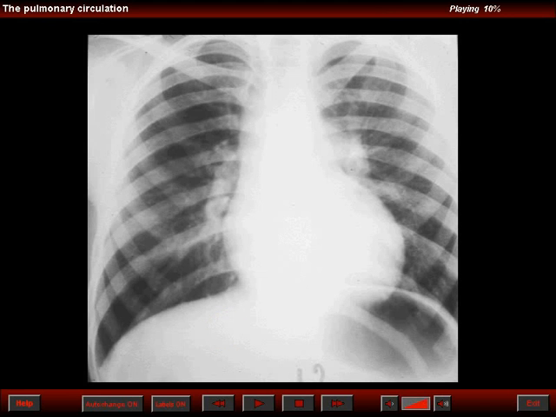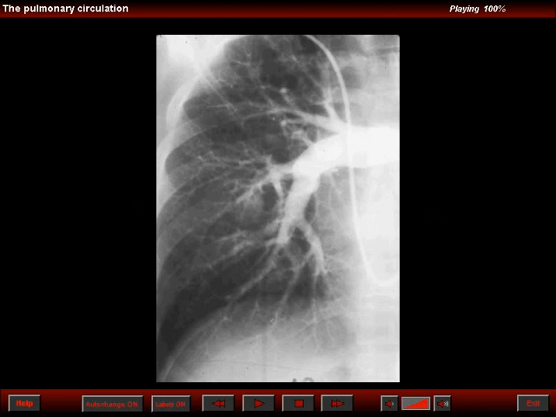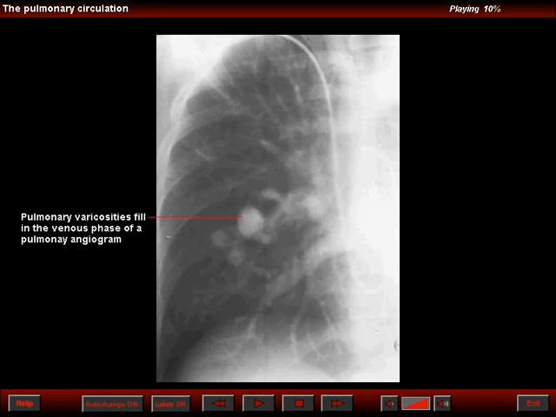Another interesting vascular density are the pulmonary varices. In this child, some rounded densities were noted in the right mid-lung field. In this pulmonary arteriogram, the pulmonary arteries were normal. In the venous phase of the pulmonary angiogram, the nodular densities filled and are typical of pulmonary varicosities.